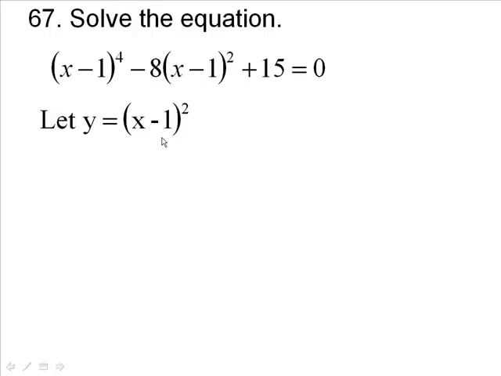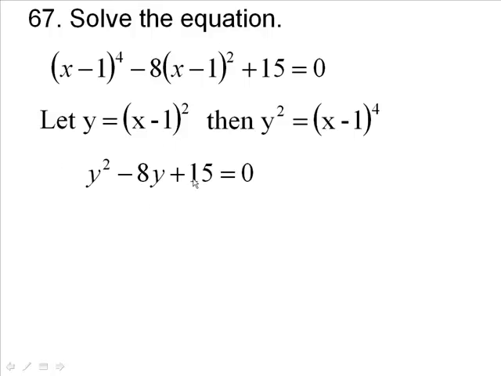Okay. But what would this be? If y is this squared, then what would that to the fourth power be? That would be y squared, wouldn't it? If you square this, you get y squared. You square this, you get (x minus 1) to the fourth. So we can replace this with a y squared. We can let y be here. That's going to give me this equation. Y squared minus 8y plus 15 equals 0.